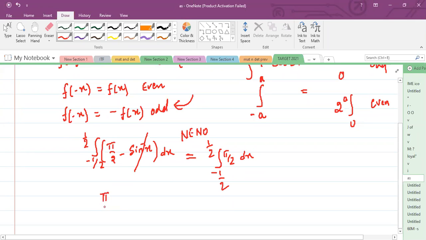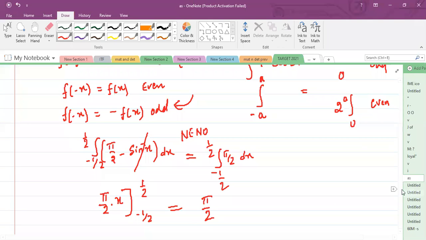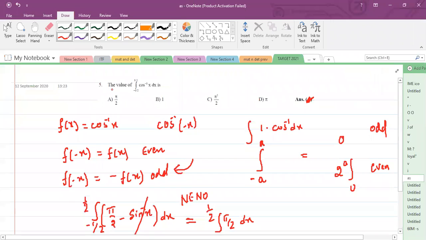Integration of pi by 2 will be pi by 2 into x from minus 1 by 2 to 1 by 2. Therefore, 1 by 2 plus 1 by 2 will give you 1. Therefore, it is pi by 2 into 1. Therefore, option A it is.